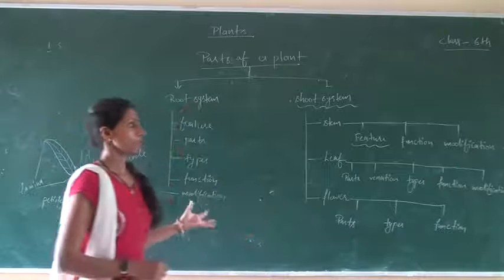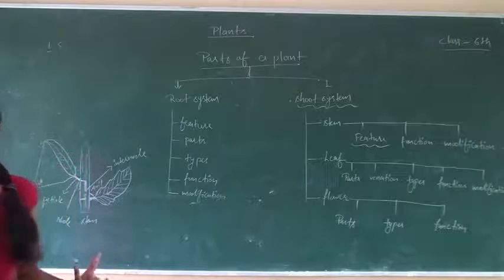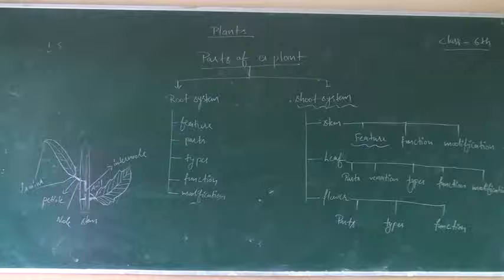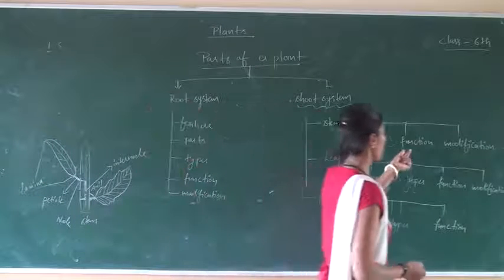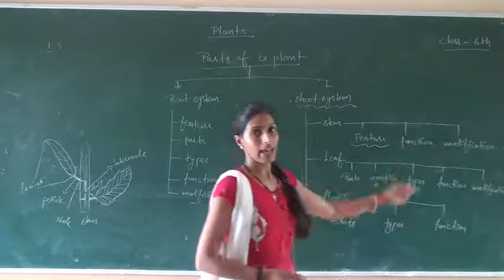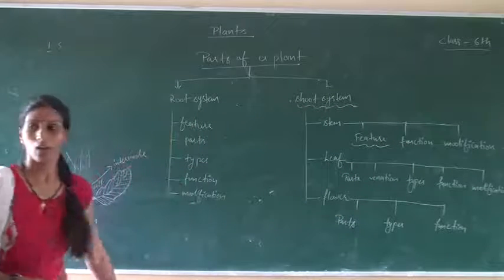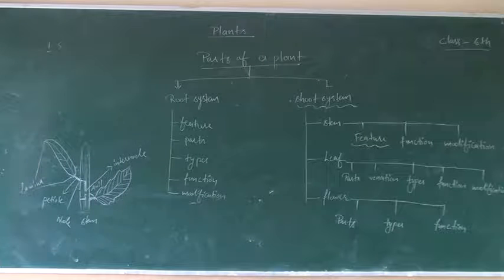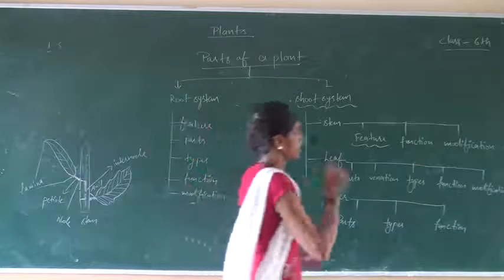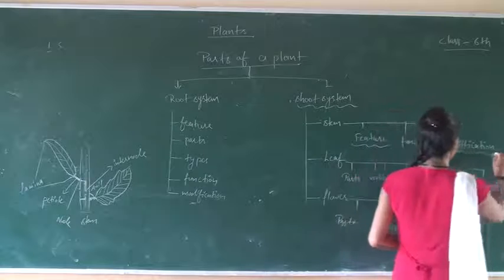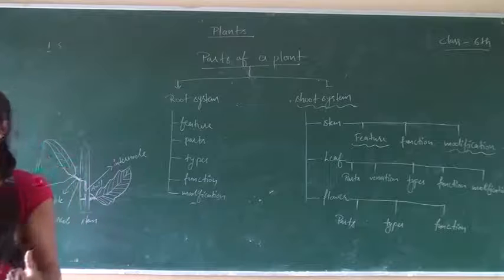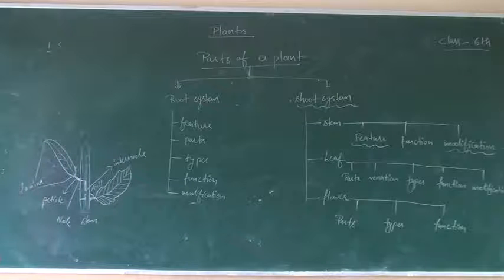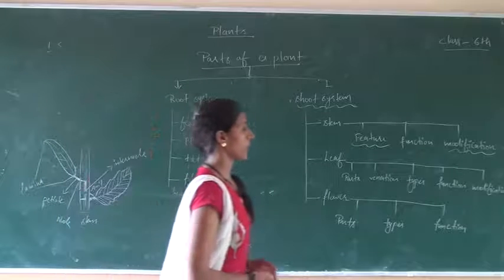Stem of a plant gives support. Stem gives support to the plant. Also, conduction of water and food takes place with the help of the stem. Okay? After that, modification of the stem. In modification, the stem first carries out manufacturing of food.